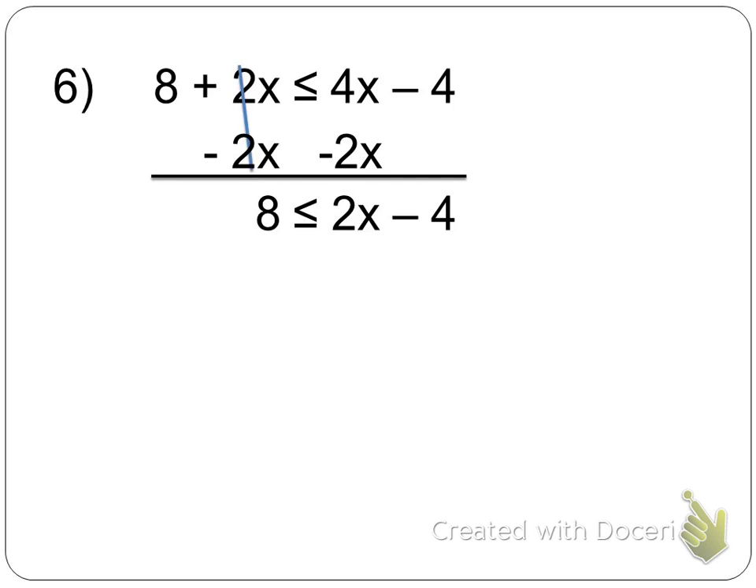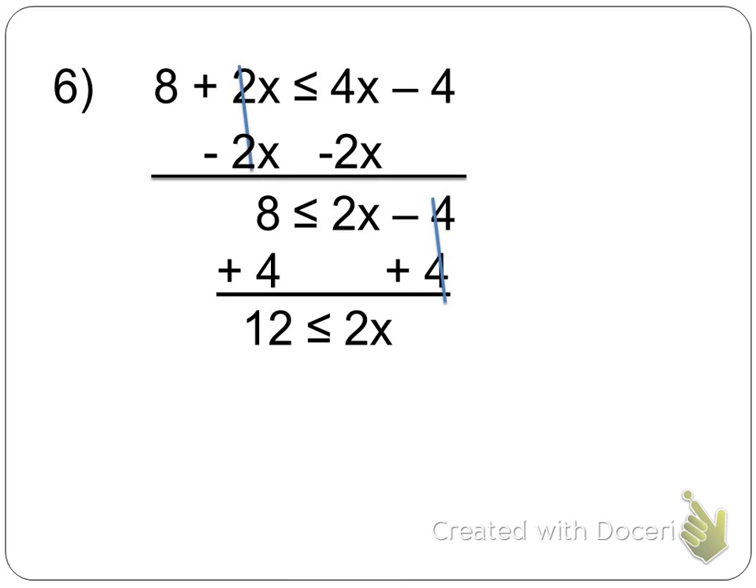Now you can go ahead and add the 4. So what's 8 plus 4? 12. So 12 is less than or equal to 2x. Then what? Divide both sides by 2 and we get 6 is less than or equal to x. So x is greater than or equal to 6.